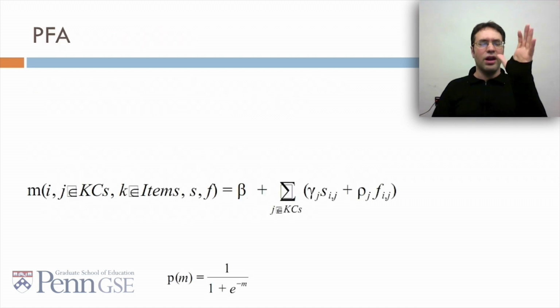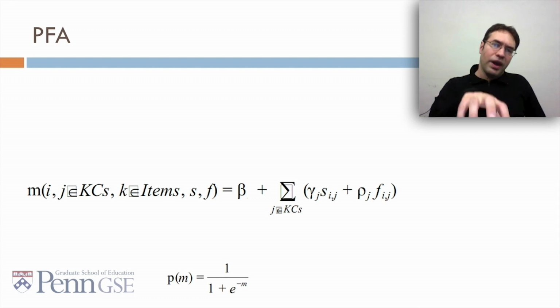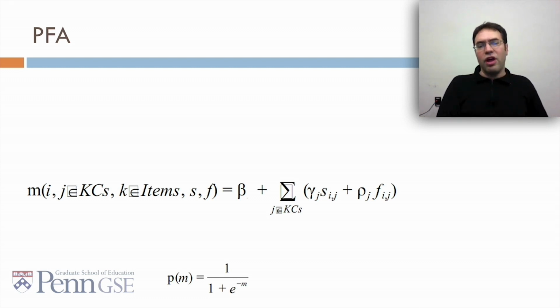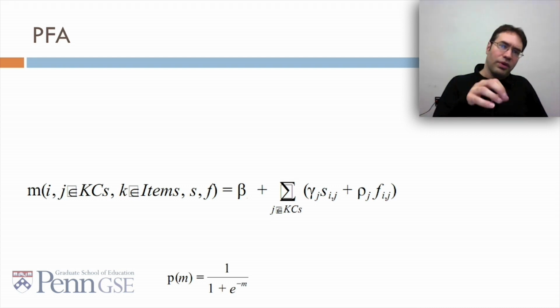So PFA can be expressed mathematically as follows. First you compute M. M is a function of beta, the difficulty, and the sum of the number of successes and failures with their weight parameters, gamma and rho, that students have had on every relevant skill in the problem. You take that M and then you put it through an exponential function.